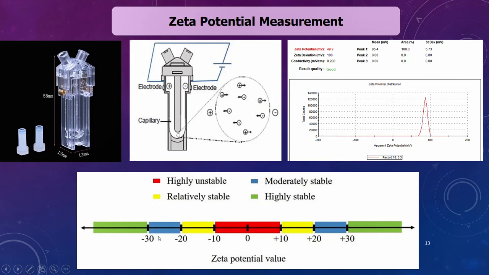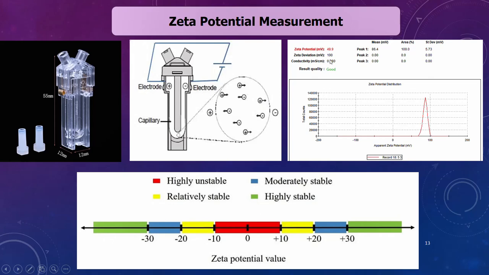If the zeta potential is between minus 20 to plus 20, then it will be called relatively stable. Not stable, but relatively stable. Likewise, minus 30 to plus 30 is moderately stable. The ordinary particle zeta potential must be more than minus 30 or more than plus 30. If it is coming more than this range, then it will be considered a highly stable nanoparticle.